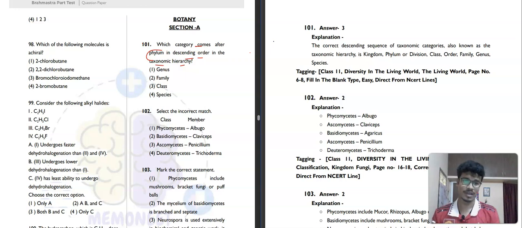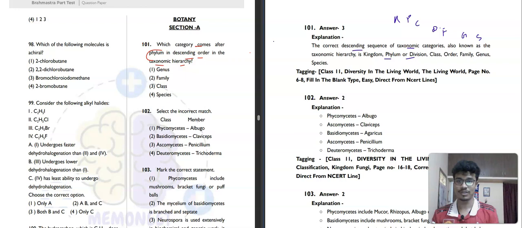What do you think? I have given you a trick several times. K P C O F G S. K is for kingdom, P is for phylum or division, C is for class, then O is for order, F is for family, G is for genus and S is for species. So this is the correct descending sequence of the taxonomic groups.